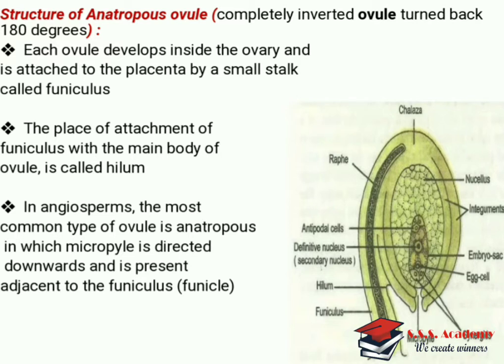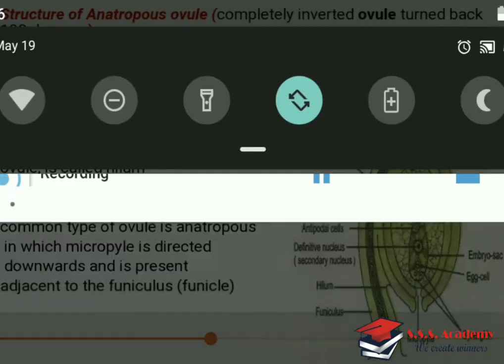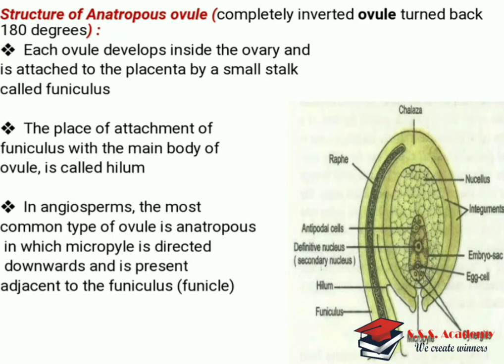Now we will start next with the structure of anatropous ovule, what it is exactly, and why it is said to be anatropous, that we will see in some more detail. So next is structure of anatropous ovule. Completely inverted ovule, turned back 180 degrees. If you observe the green color diagram, the whole ovule structure is completely inverted, 180 degrees, and that's why it is called anatropous ovule.